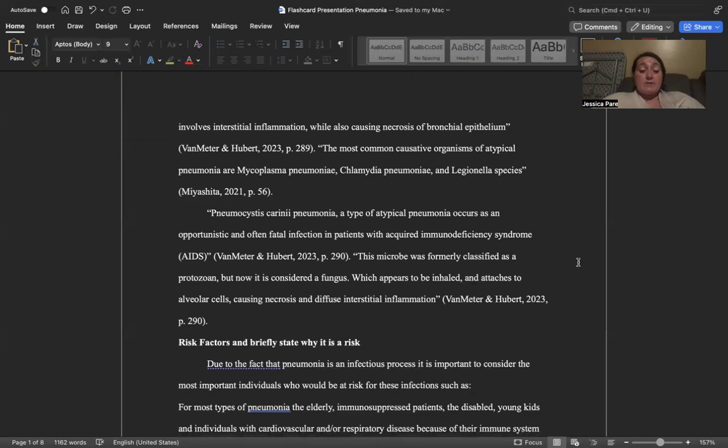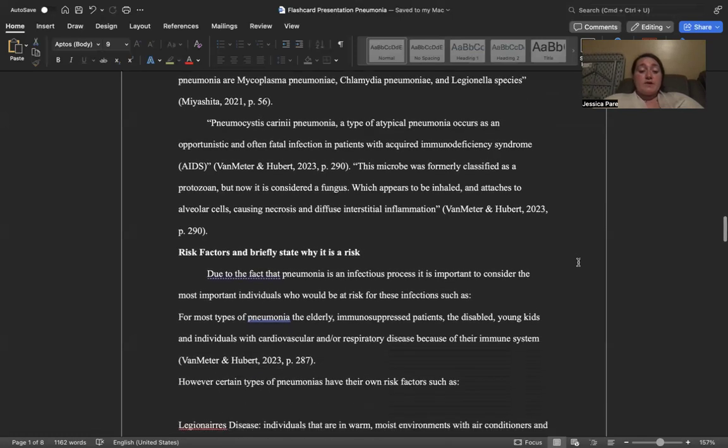Another type of pneumonia that is specific in this textbook is Pneumocystis carinii pneumonia. A type of atypical pneumonia, it occurs as an opportunistic infection and is often fatal in patients with acquired immunodeficiency syndrome, or AIDS. This microbe was formerly classified as a protozoan, but now it is considered a fungus. This also appears to be inhaled and attaches to alveolar cells, causing necrosis and diffuse interstitial inflammation.